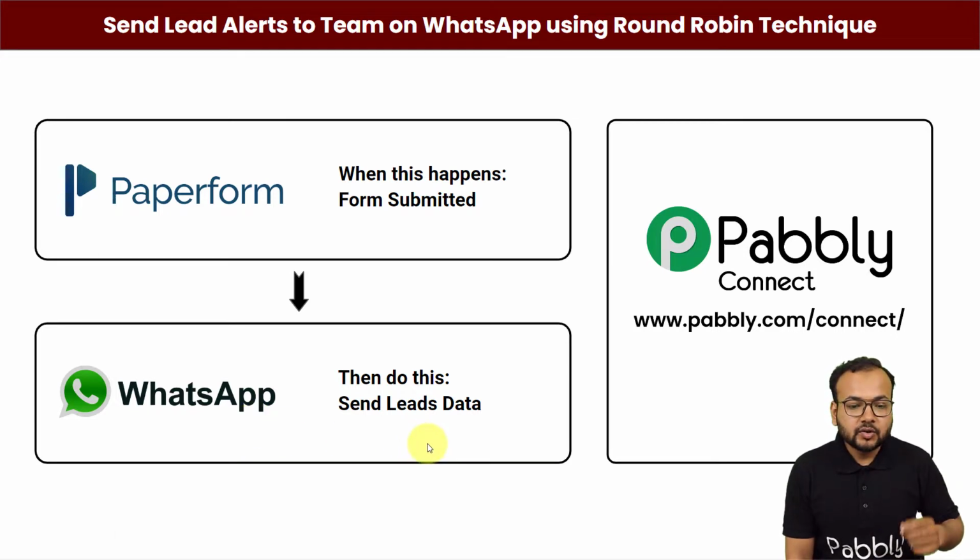Yes guys. So the first lead will be assigned to the first team member, the second one to the second team member, the third lead to the third. This is called the round robin technique, guys. So we are going to send the leads data in round robin fashion, and to make this happen we are using Pabbly Connect, which is an integration and automation tool. And the best part is you can set up this automation without any coding skills very easily. Now let me show you how you can also set up this automation.